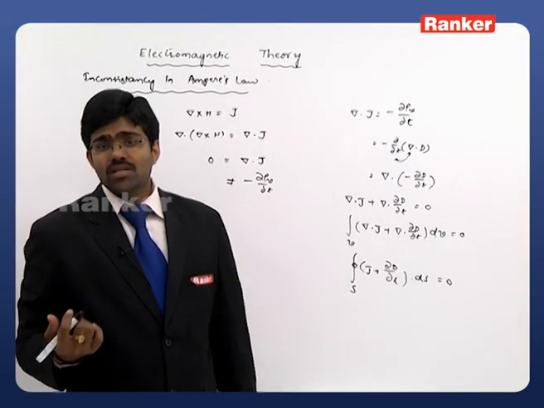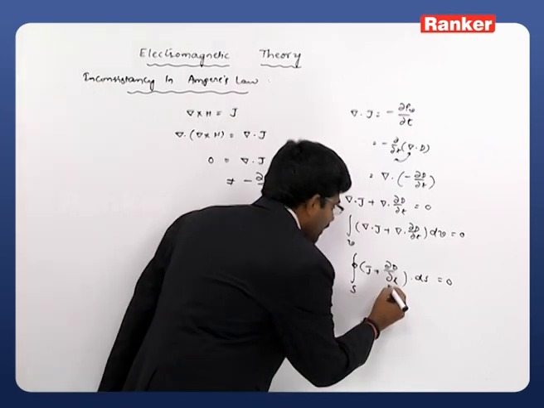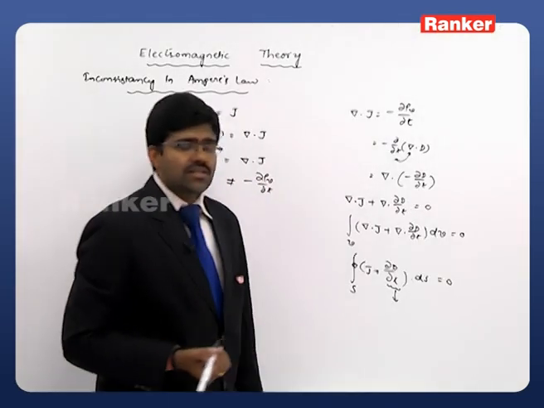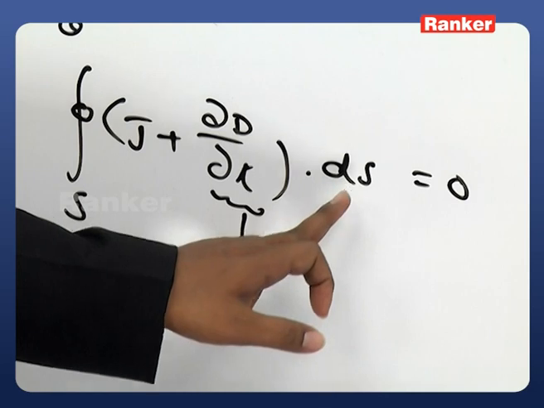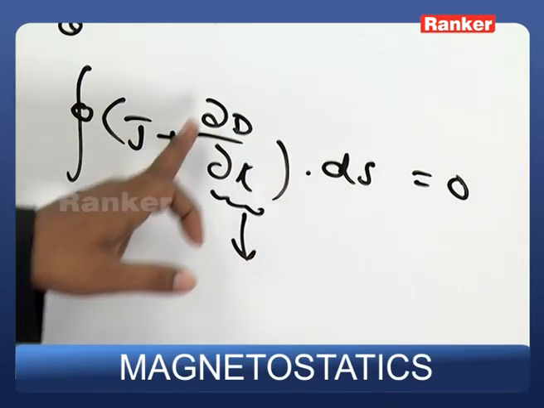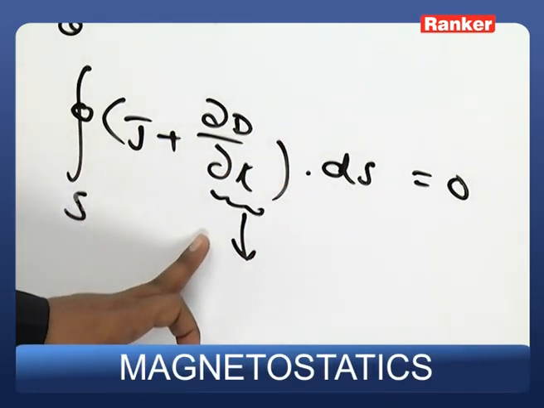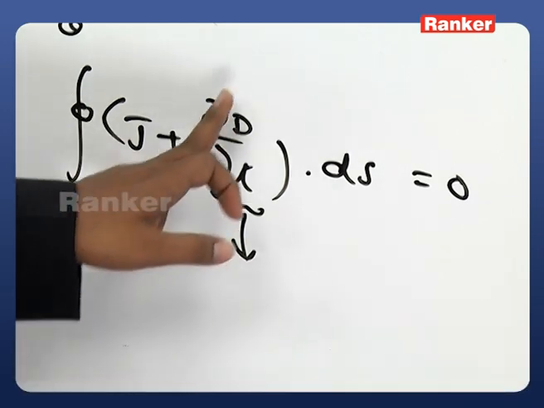Now he took this equation and analyzed what this new parameter is. This is the new parameter added to the J. J is always a current density, right? So this J plus dou D by dou t that we got must also be a current. So what is this dou D by dou t?